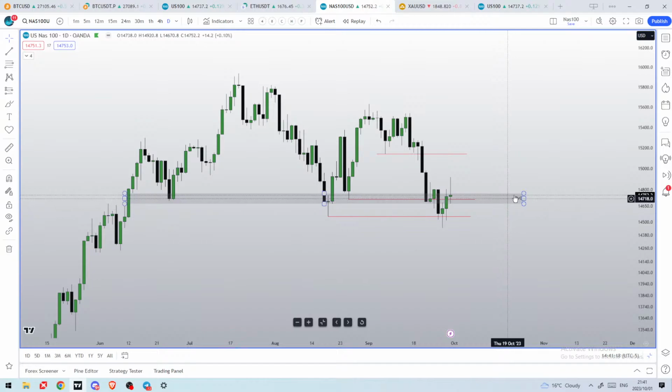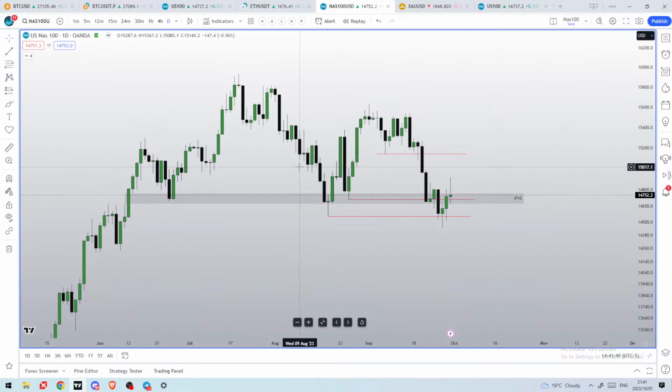How to frame the expansion once the range breaks. So your expansion is always going to seek an order block, right? That's the four tenets of the anatomy of price action: consolidation seeks equilibrium, expansion seeks order block, retracement seeks imbalance, and reversal seeks liquidity pools.